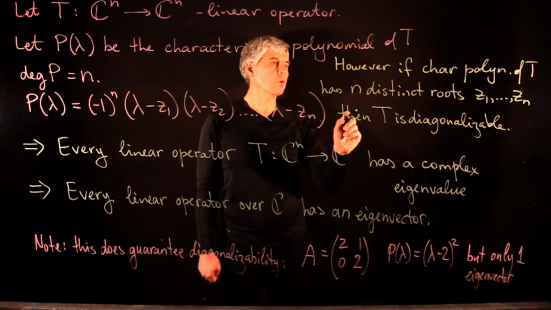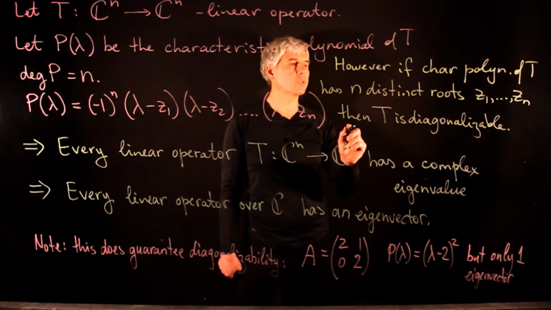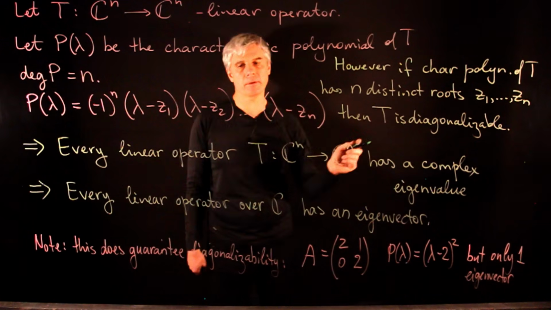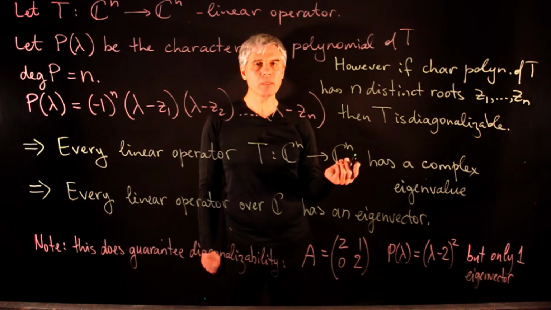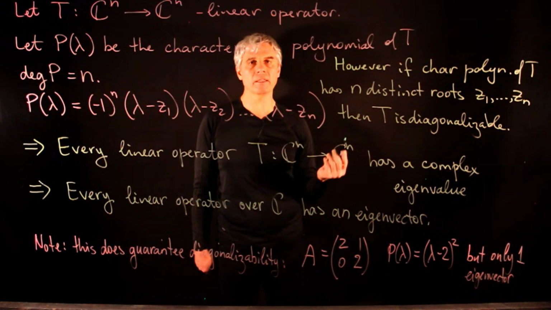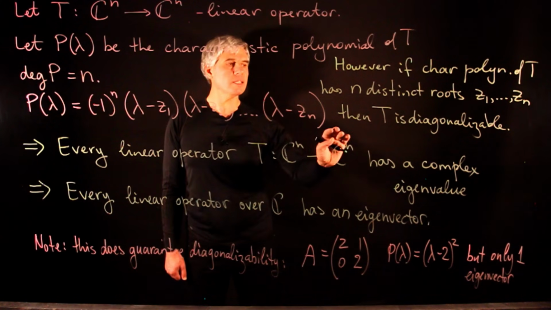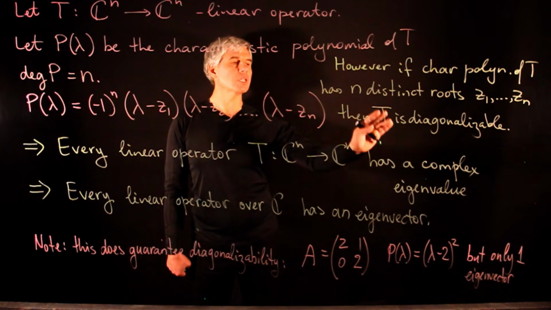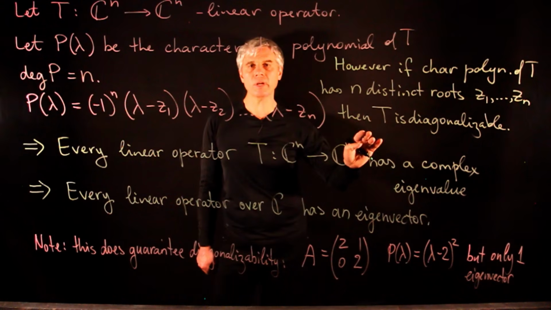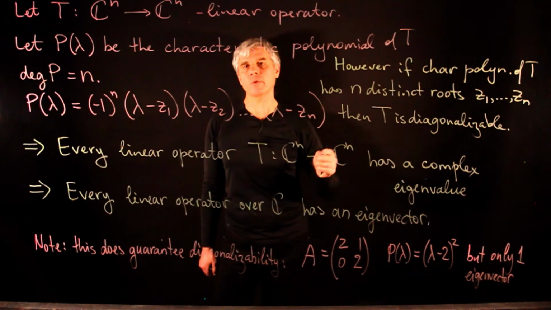Of course, this is only a sufficient condition for diagonalizability, but it's not necessary. We could have diagonalizable matrices with iterated eigenvalues. We are going to study diagonalizability and generalizations of diagonalizability of operators in greater detail further in this course.